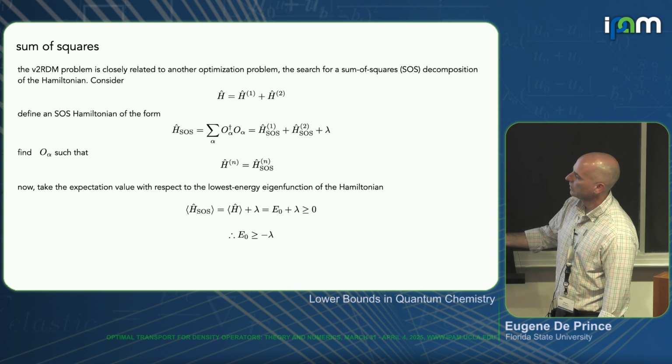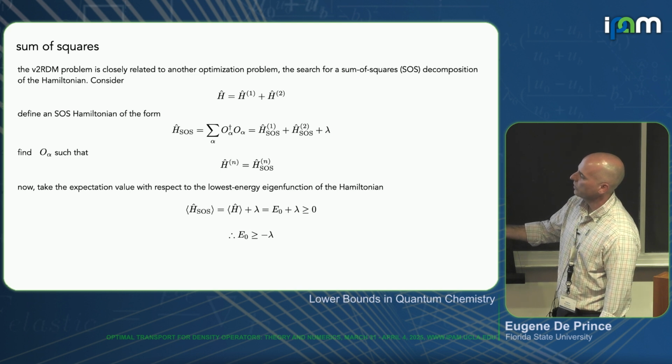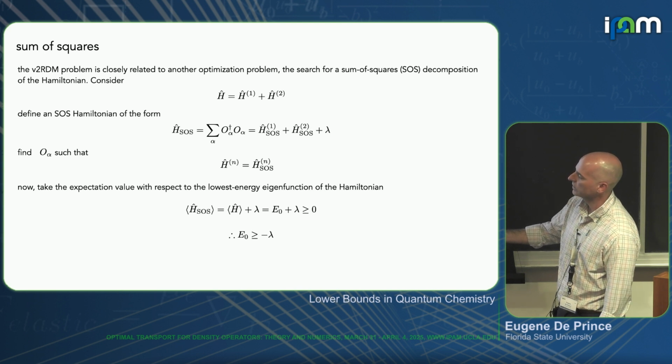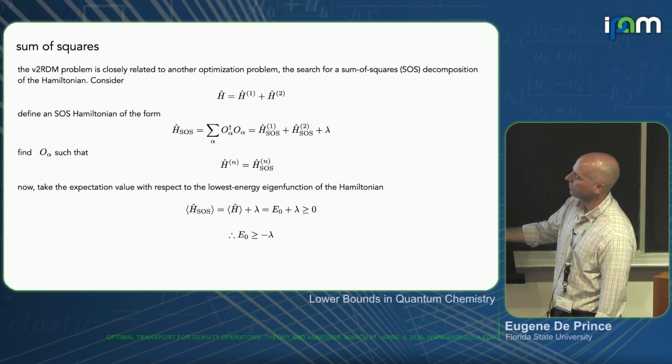Now, if I take the expectation value with respect to the lowest energy eigenfunction of this Hamiltonian, then my sum of squares expectation value gives me back the expectation value of h, because I've made sure these operators are equivalent, plus now this constant. And this expectation value should give me my ground state energy. And lambda is just another constant. By construction, the spectrum of this operator should be non-negative because it's a sum of squares of operators. So this sum has to be greater than or equal to 0. This implies that the energy is an upper bound to the negative of this constant.